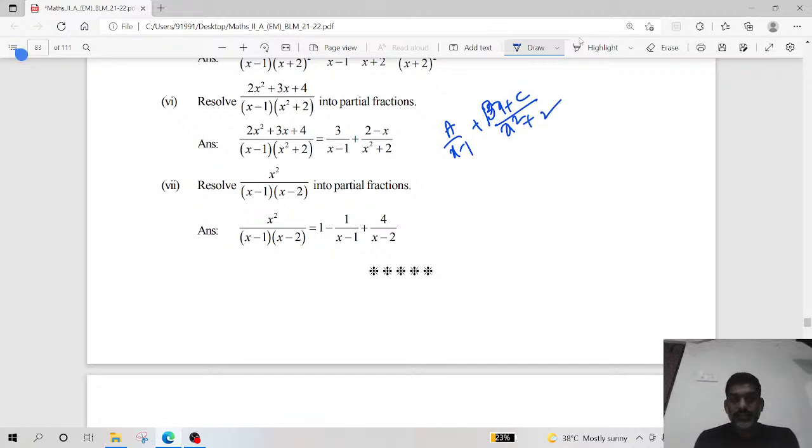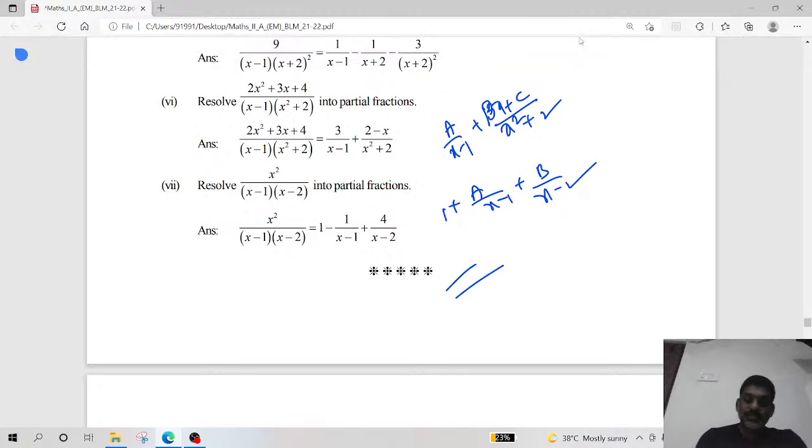Next, x square divided by x minus 1 times x minus 2 into partial fractions. It is like x minus a, x minus b, x minus c; the numerator and denominator both have the same degree, then we can write 1 plus a by x minus 1 plus b by x minus 2. That's about the partial fractions topic.